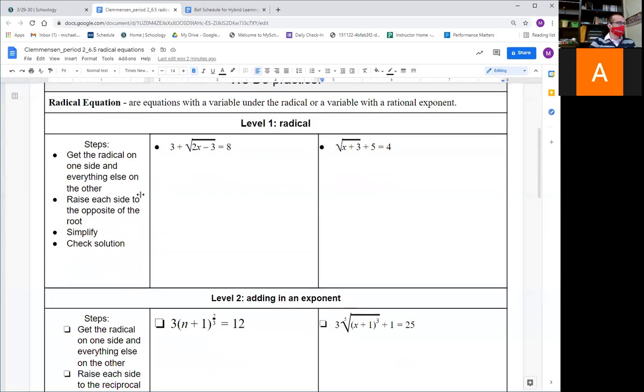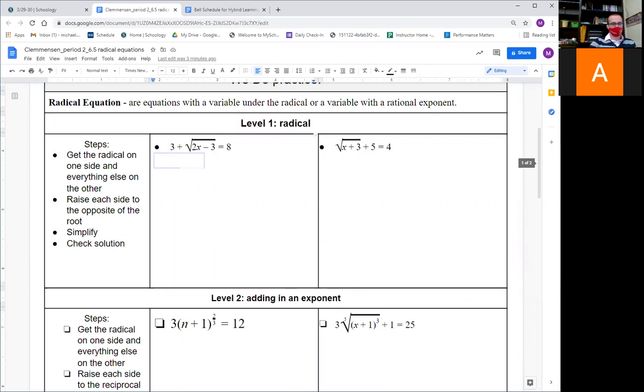Level one. Our steps are as follows. Get the radical on one side and everything else on the other. Raise each side to the opposite of the root. Simplify, and then check your solution. Usually when we check our solution, it's a quick check. This one's going to be very important because there will be a lot of extraneous solutions in these problems. You need to actually check your solution every time. In the 6 problems we're going to go over, 3 of them will have extraneous solutions, so make sure you're doing that.